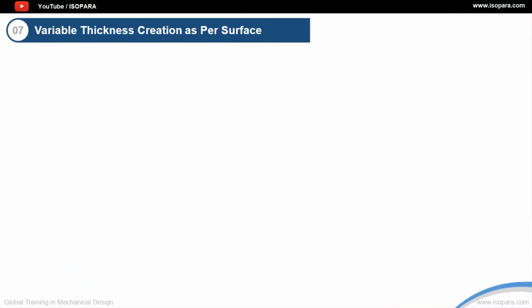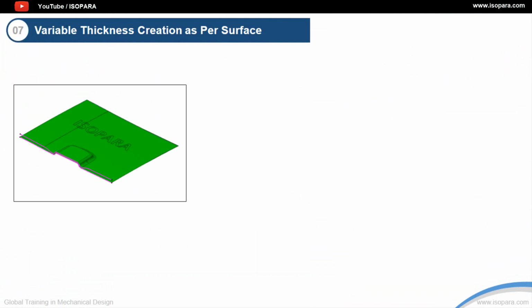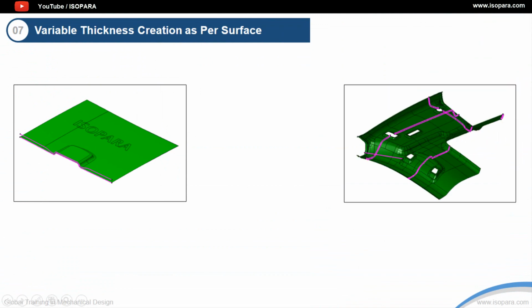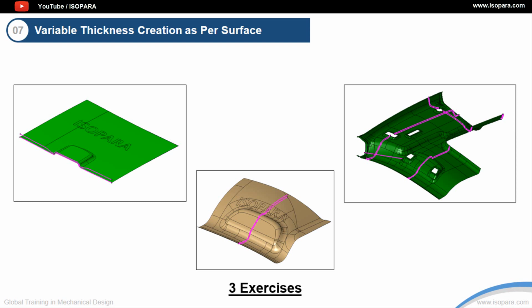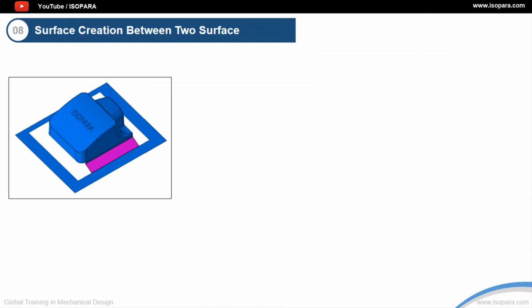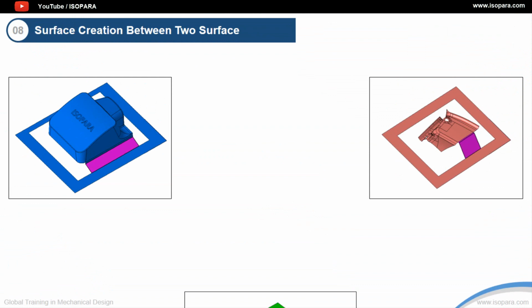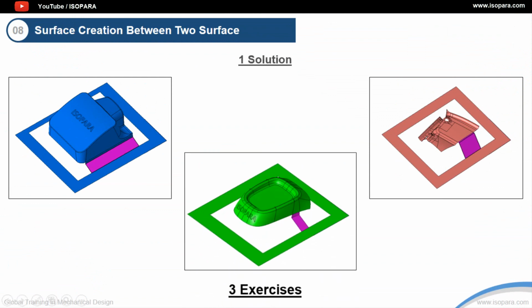Then we have variable thickness part creation, like if the part thickness is varying, then what you should do with that and how you should proceed. We will solve one exercise and then you will practice on the remaining three. Then we have the surface creation between two surfaces, that is similar to the missing surface creation. One we will be solving and you have to practice yourself for the third exercise.